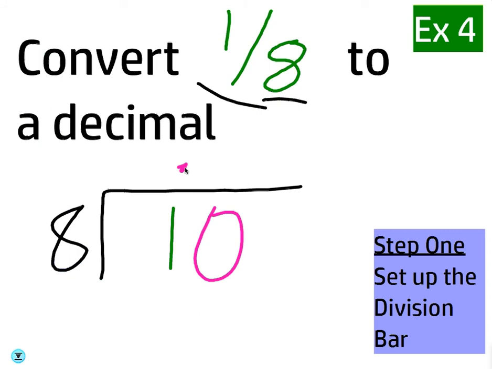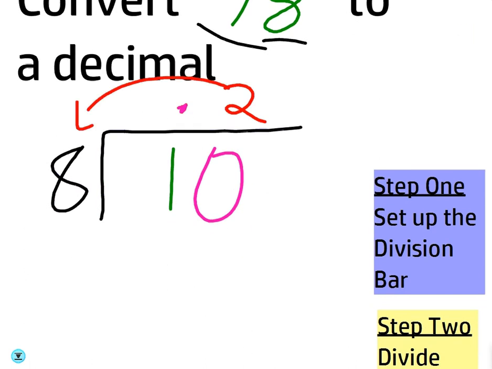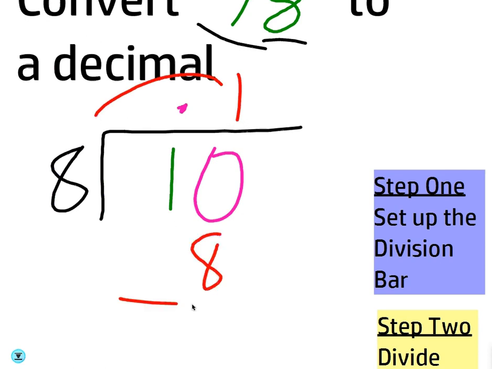Now you can put a 2. 2 times 8 equals. Oh, what? That's my mistake. I just noticed I did something really bad. 8 goes into 10 once. 1 times 8 is 8. Subtract and you get 2.